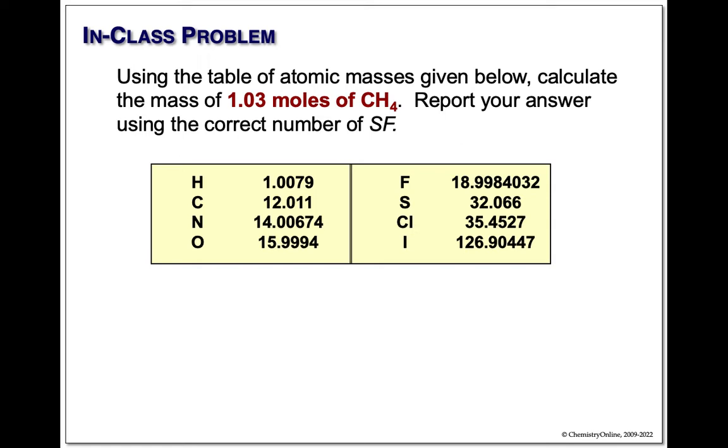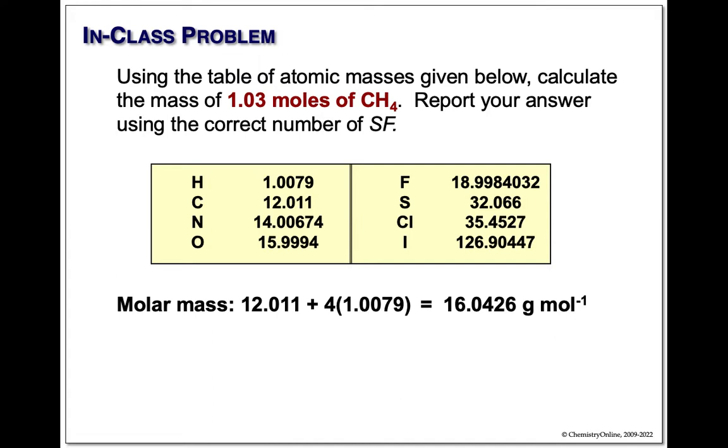We're going to take carbon at 12.011. We're going to take 4 hydrogens at 1.0079. Multiply them all together. And we get 16.0426 grams per mole. That's our molar mass, grams per mole.